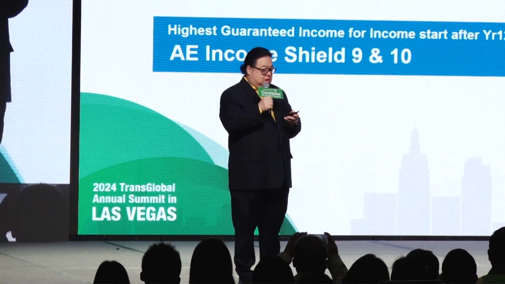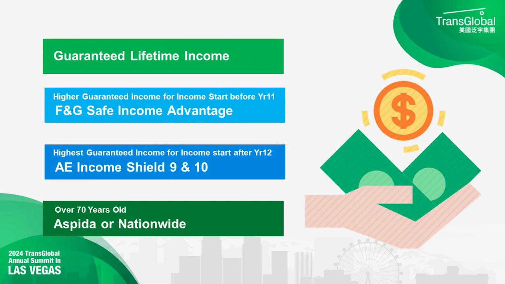The next page, I want to talk about potential growth. Actually, let me summarize. When you want to start income within 10 or 11 years, F&G for guaranteed income. When you want to start income after 10 years, it is American Equity Income Shield. When your client is above 70 years old, it's Aspida or Nationwide. I like this page better. Does everybody like this page now? Well, let's stay there. Let them take some pictures. Okay, I will have this again.